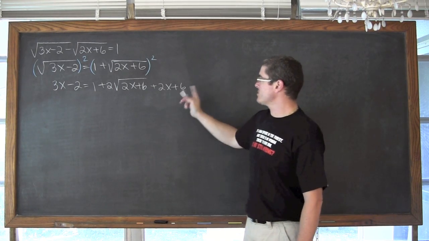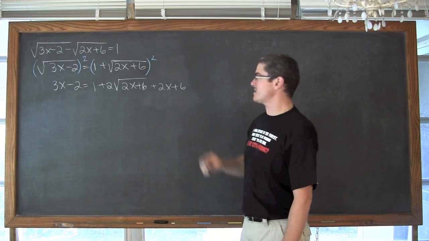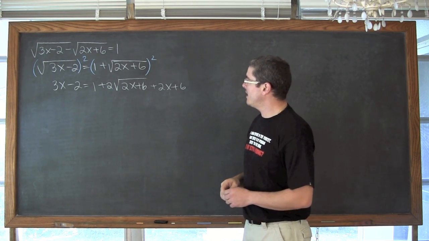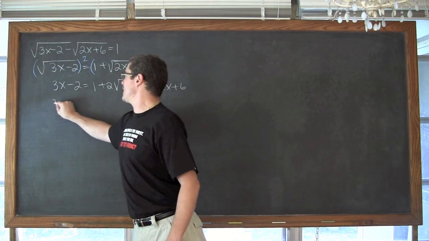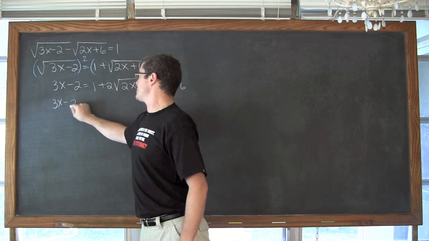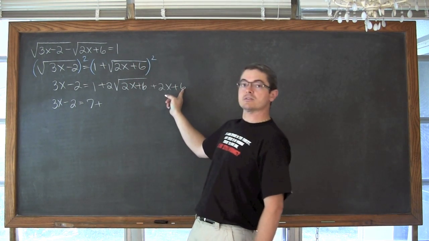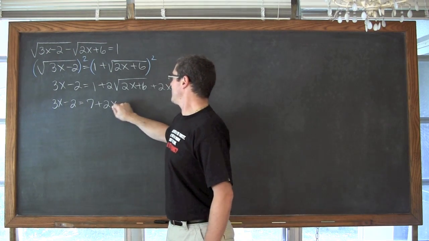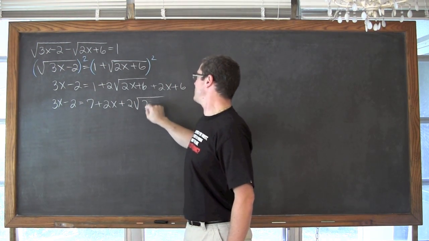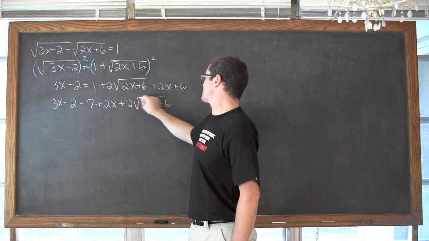We're going to combine those like terms. We have 1 and 6, which makes 7. And let's go ahead and just clean that up. I was going to have to do it all at once, but 3x minus 2 is equal to 7, plus, that's from 1 and 6, plus 2x, plus 2 times the square root of 2x plus 6.